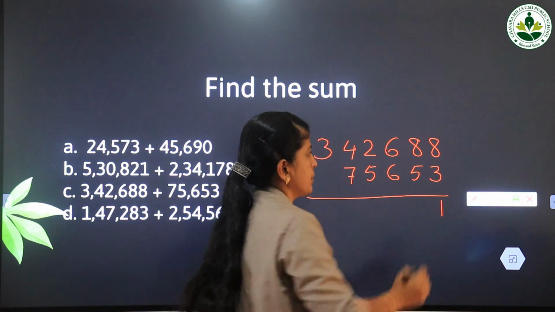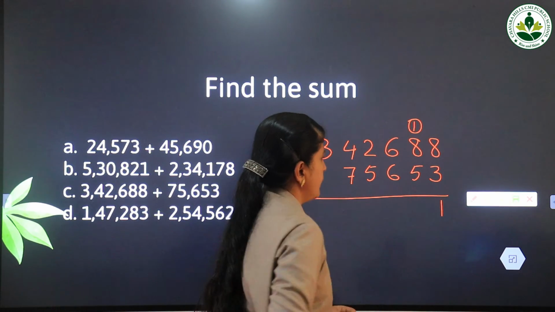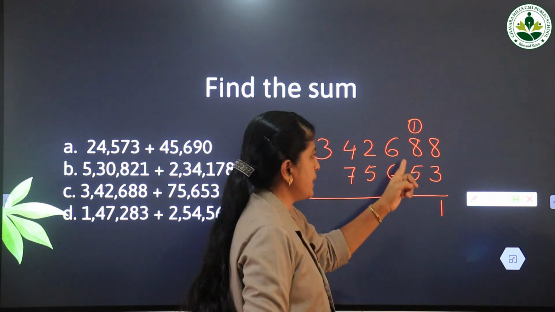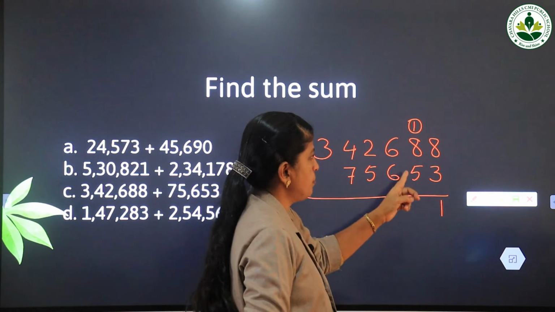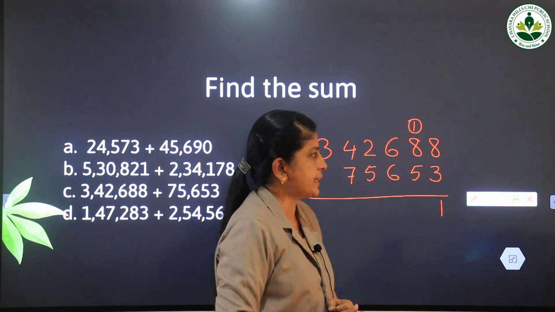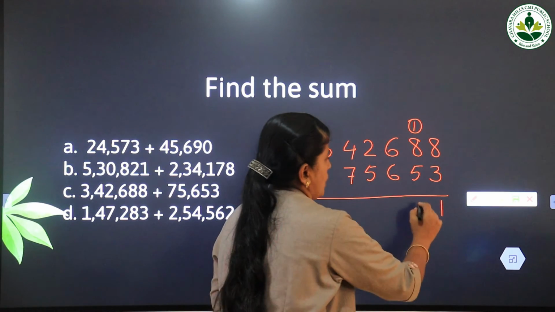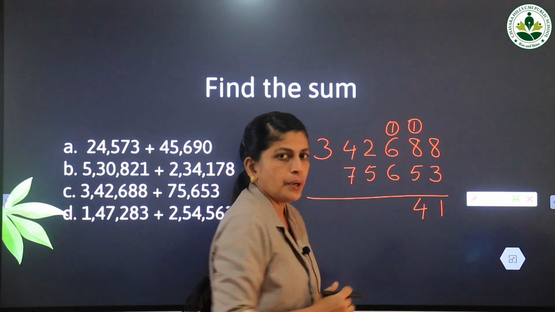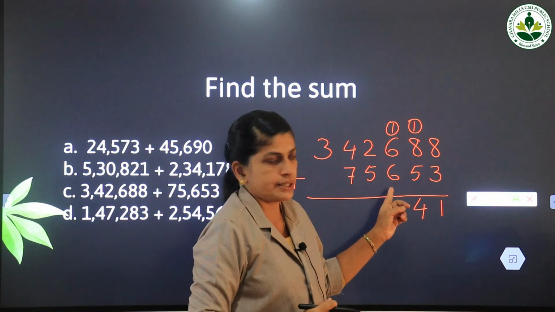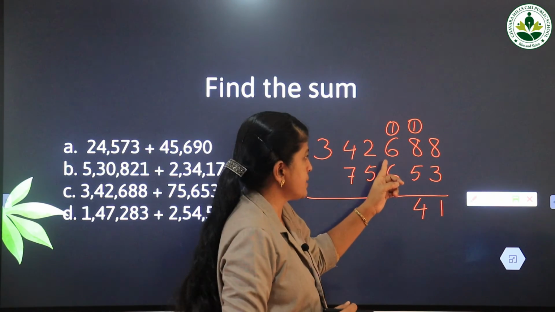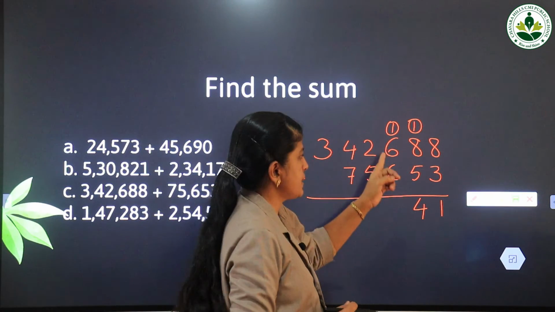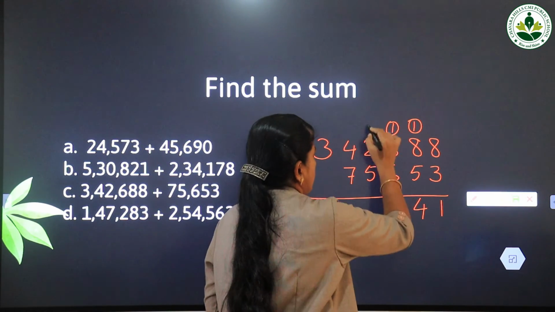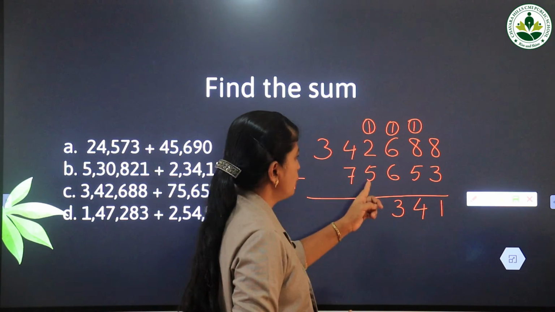Write 1. Then remainder 1 is here. Then next add the tens place digits. 5 and 8. 5 plus 8 is 13. 13 plus 1 is 14. Then also remainder 1 right on top. Then next hundreds place digit. 6 and 6. 6 plus 6 is 12. 12 plus 1 is 13. Remainder 1.